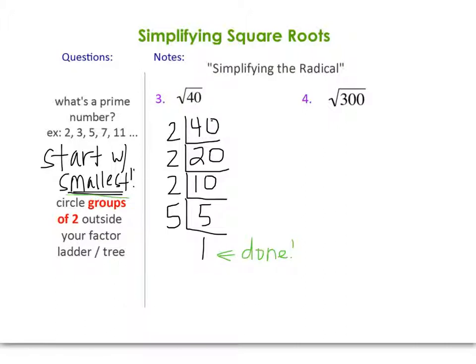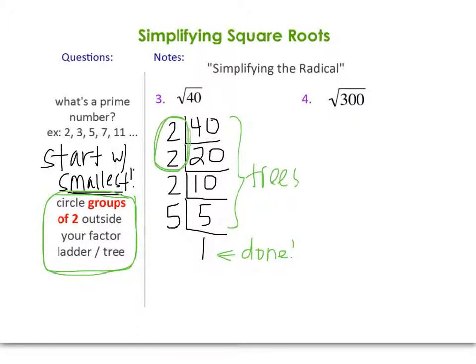So now I want to circle groups of 2 outside of my factor tree or factor ladder. I call these things factor trees or factor ladders. Well, if I circle groups of 2 matching numbers, I have one group of 2's. Do I have any other pairs that are matching? No. So watch me now. This is kind of tricky. I take my circle of 2's and I put 1, 2 on the outside of my radical.